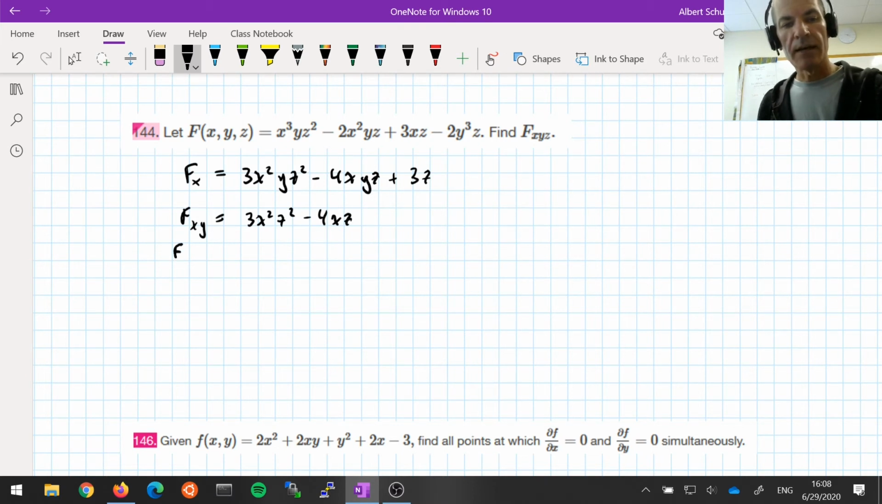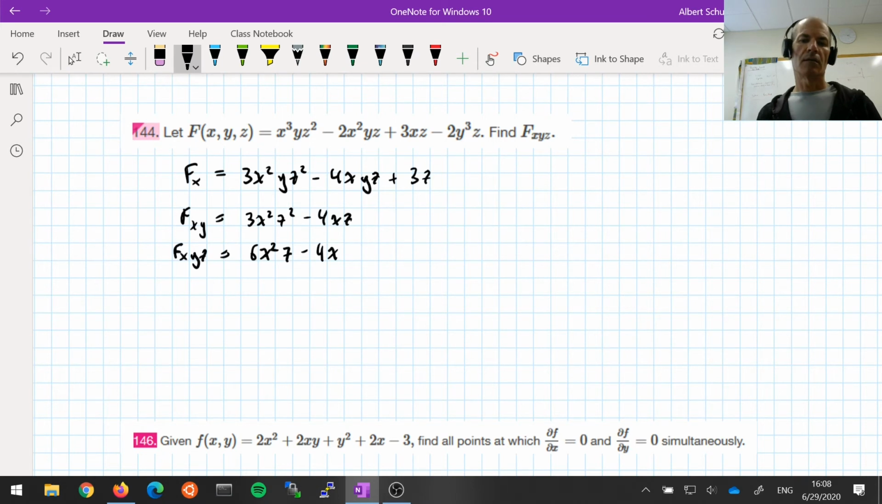And we're almost there, fxyz. We now take the derivative of fxy with respect to z. In the first term, we get 3 times x squared times 2z, which nets out to 6x squared z. And in the second term, we have a lone z sitting there, so the partial of that term with respect to z is just 4x.